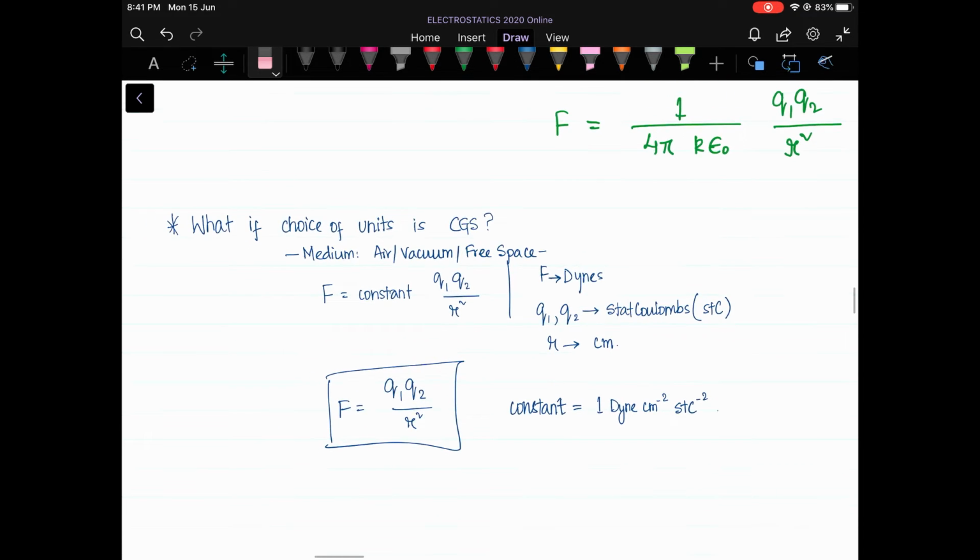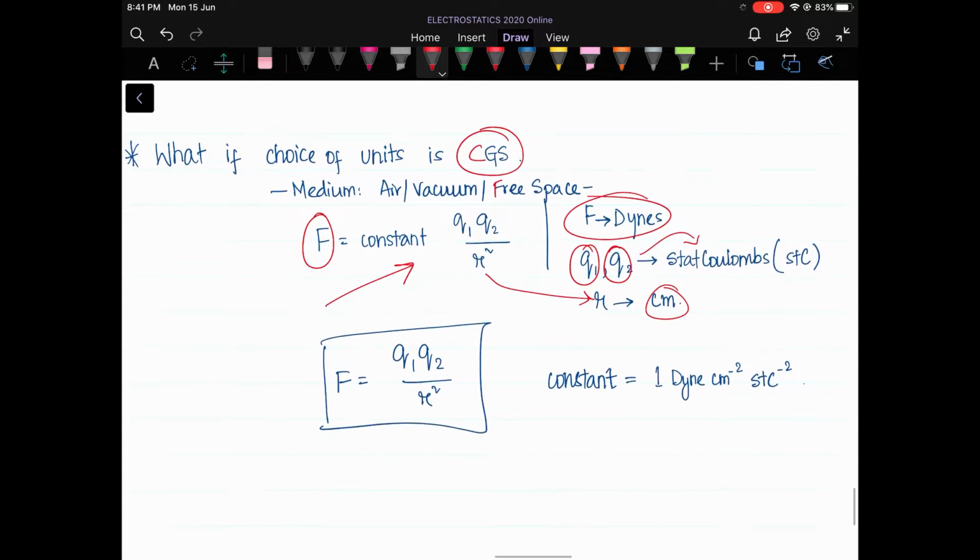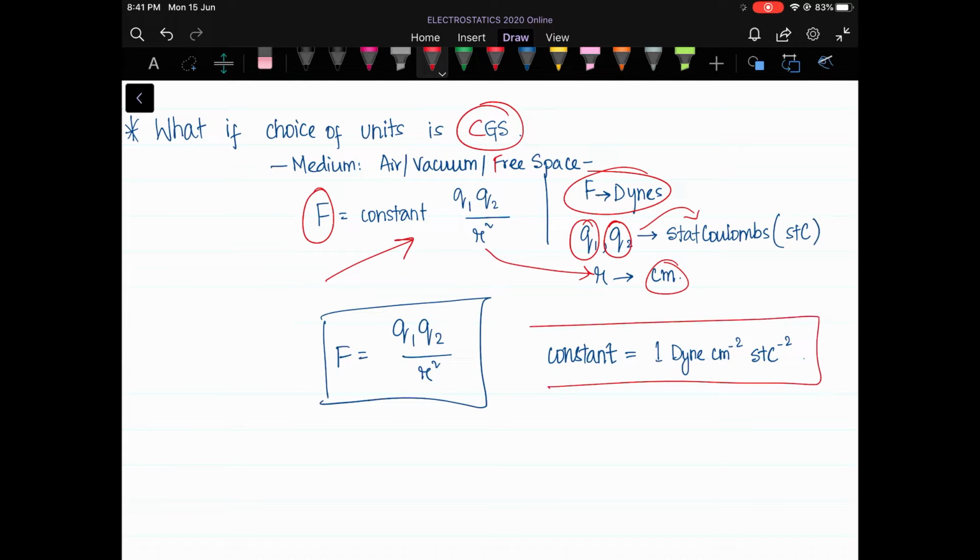Let's see now what happens if we do not use the SI system but the CGS system. Our force will be measured in dynes, our charges Q1 and Q2 have to be measured in stat coulombs, and our distance has to be measured in centimeters. In order that we get a correct formula to calculate the force, this constant is found to have a value of 1 dyne centimeter squared per stat coulomb squared. Notice we no longer have to use 9 into 10 to the power 9 if we are following the CGS system.